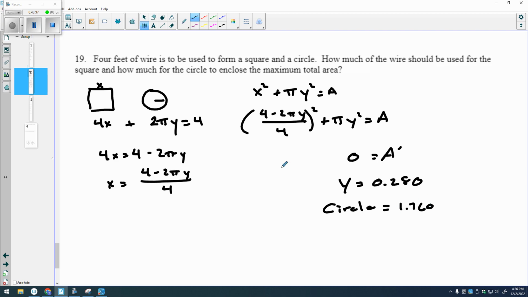Take that 1.760, subtract it from 4, and then divide by 4, and I get my square. Should come out to be 2.24. Let's double check. That plus that should equal 4, and it does. Okay, last one.